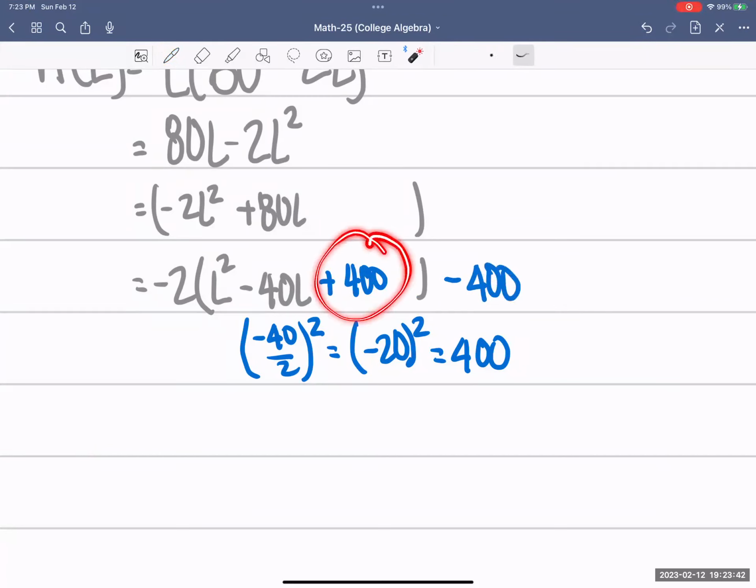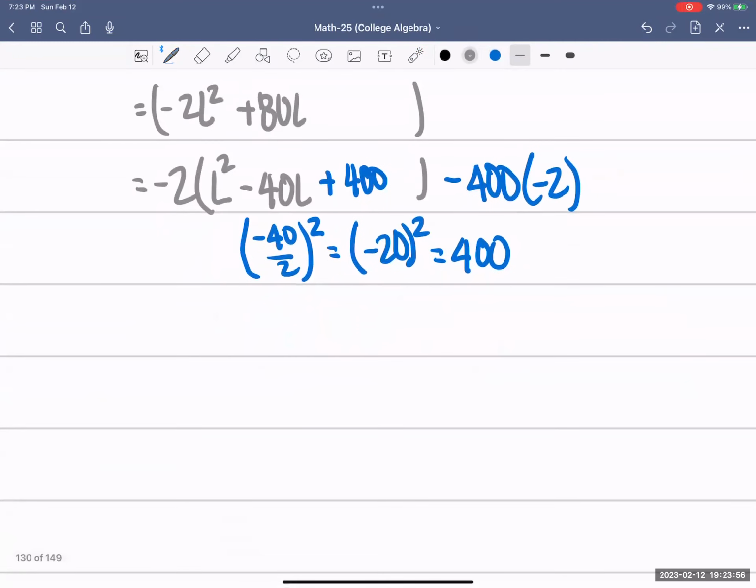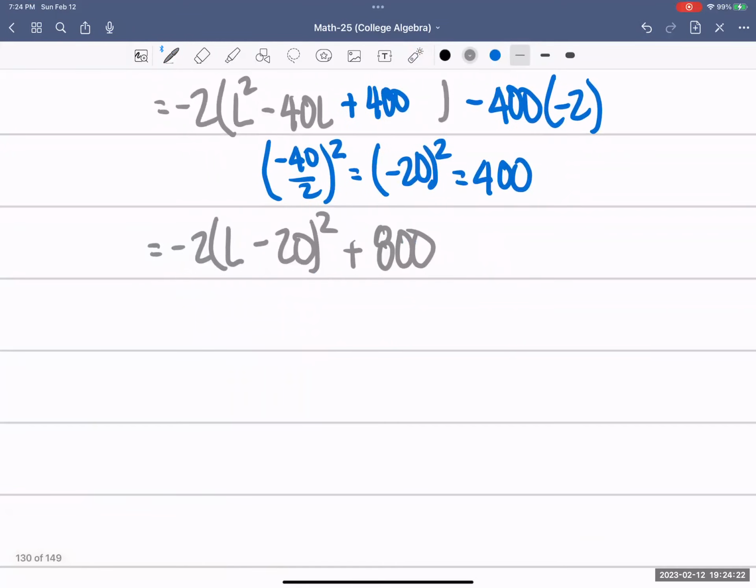But notice that this 400 is not just 400. It was that -2 times 400. So when we add it in here and subtract it out here, we need to multiply this one by that -2 as well. And there we go. -2 times L minus 20 squared, plus 4, that's 800. And we could set this equal to 0 and see what we end up with.